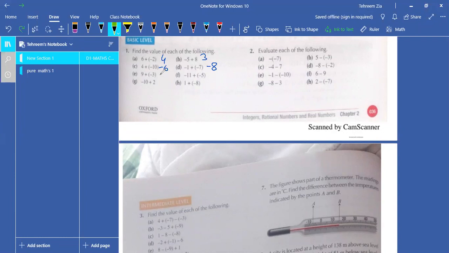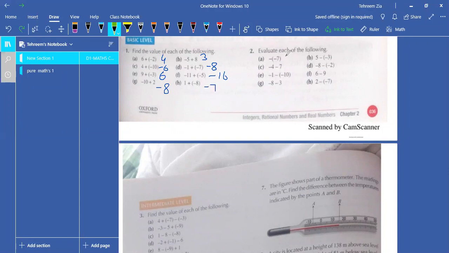Okay. 9 plus minus 3. 6. Minus 11 plus 5? Minus 6. Minus 10 plus 2. Minus 8. 1 minus 8. Minus 7. Okay, good.